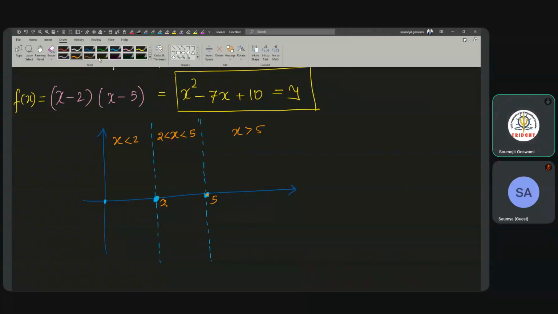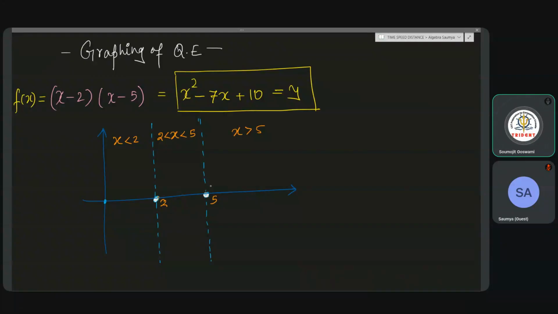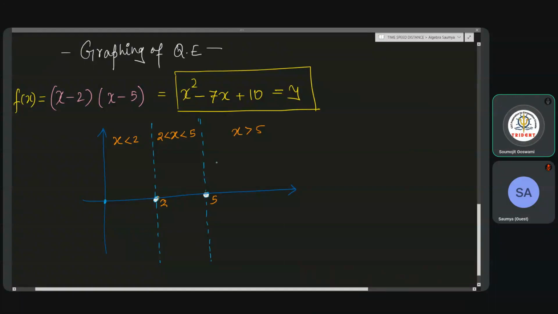Let me take a color. Let's take the white one only. So please pay attention to this thing. This is the most important part. And if you understand this part, then graphing will become like a piece of cake. All the points toward the RHS of 5 are positive. Like I'm saying, for these 2 critical points, forget about everything in the world. You can take any point also, take a 6 or a 7 or whatever.